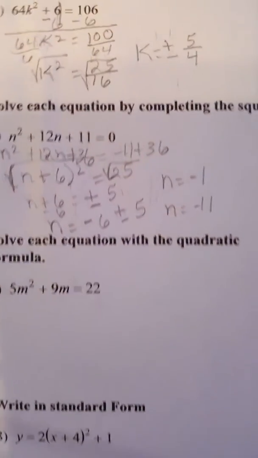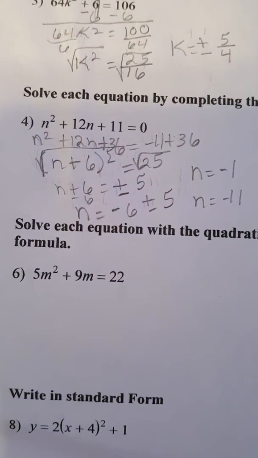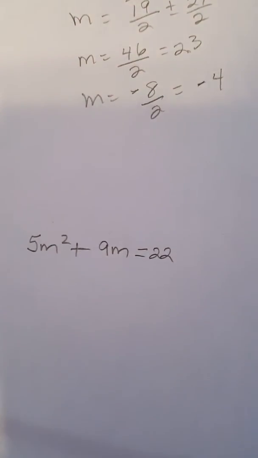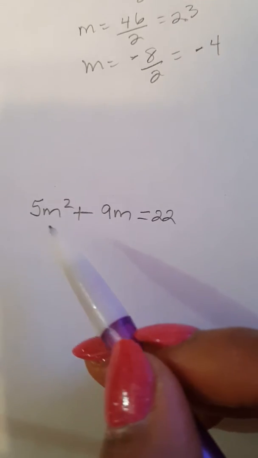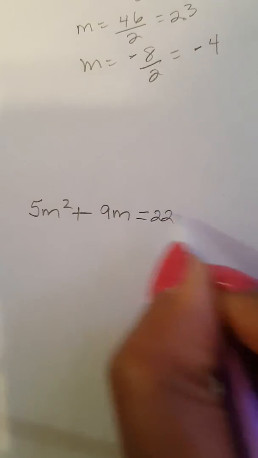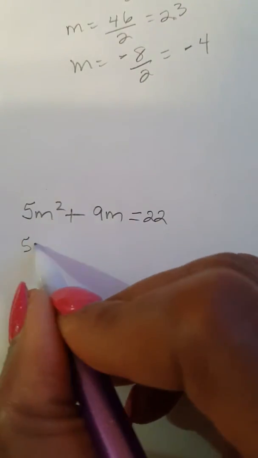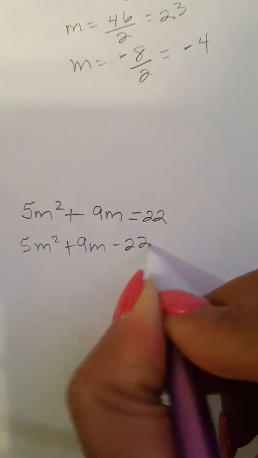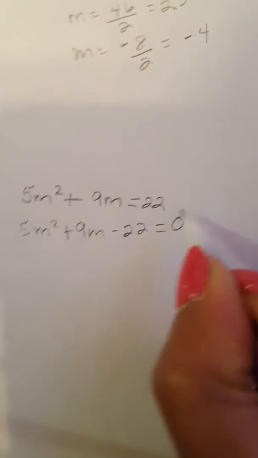The next section is solve using the quadratic formula. And to use the quadratic formula, the equation must be set equal to 0. And again, I'm going to do this on a separate sheet so that I will have room. When we solve using the quadratic formula, it has to be set equal to 0. So we're going to minus 22. So 5m squared plus 9m minus 22 equals 0.